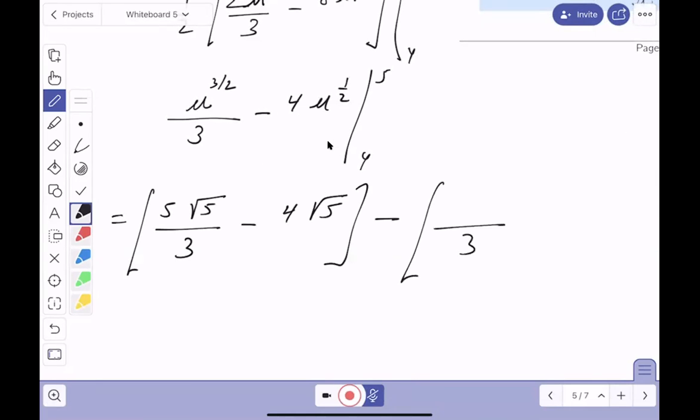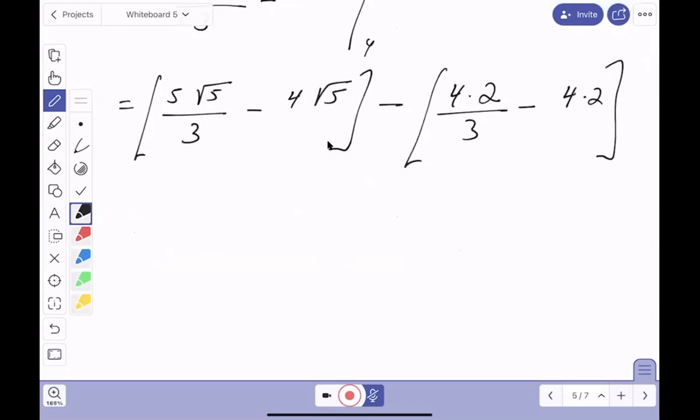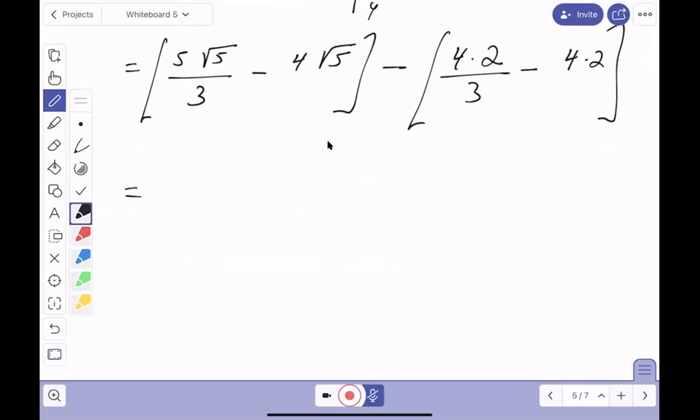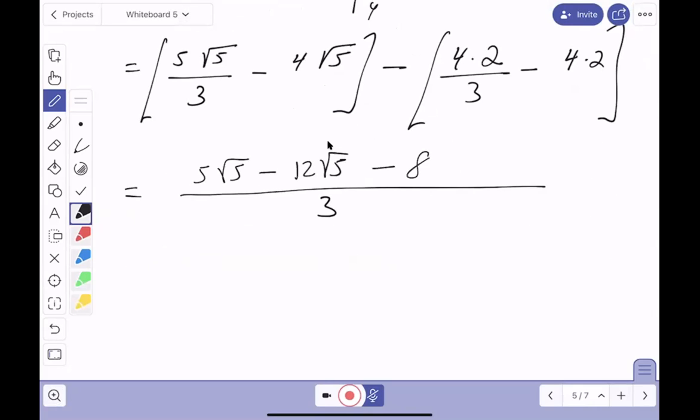Well, I get a 3 for 4 to the 3/2, that's going to be 4 times the square root of 4, which is 2, minus 4 times the square root of 4, which is 2. All right, I still have some work to do. And the kind of work I'm going to do is just basic grade school arithmetic, common denominator of 3. So you get 5 root 5 minus 12 root 5s minus 8. And let's see, 3 times 8 is going to be 24, right?